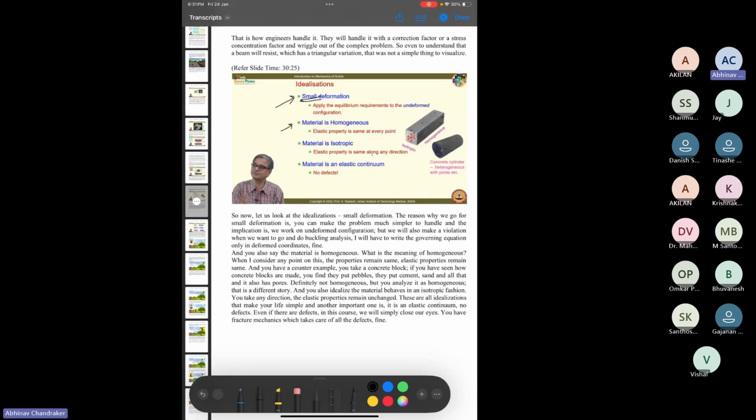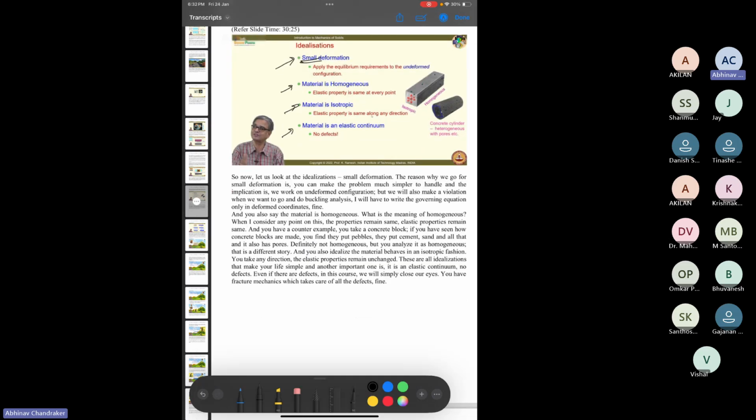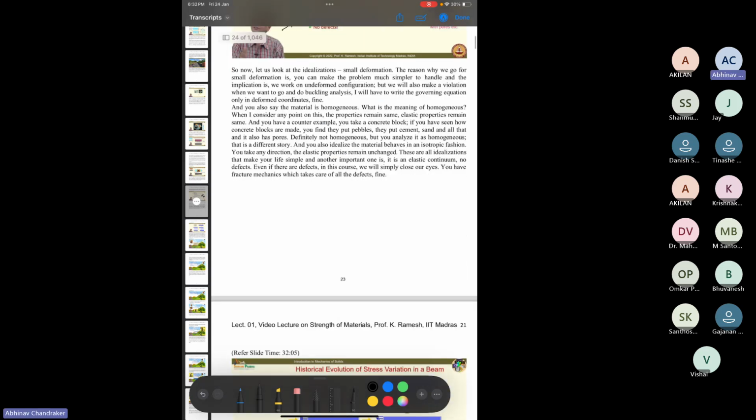Secondly, the material is homogeneous, so it has the same property at every point. The material is isotropic: along any direction, if you try to measure the property, it will come out the same, unlike many actual materials like wood, which sir will explain later on, is orthotropic. Also, we assume the material has no defects. It can be considered an elastic continuum. These are some assumptions we have to make since we are taking the first steps into understanding strength of materials, in order to mathematically represent many of the concepts. We'll always be assuming all of these.